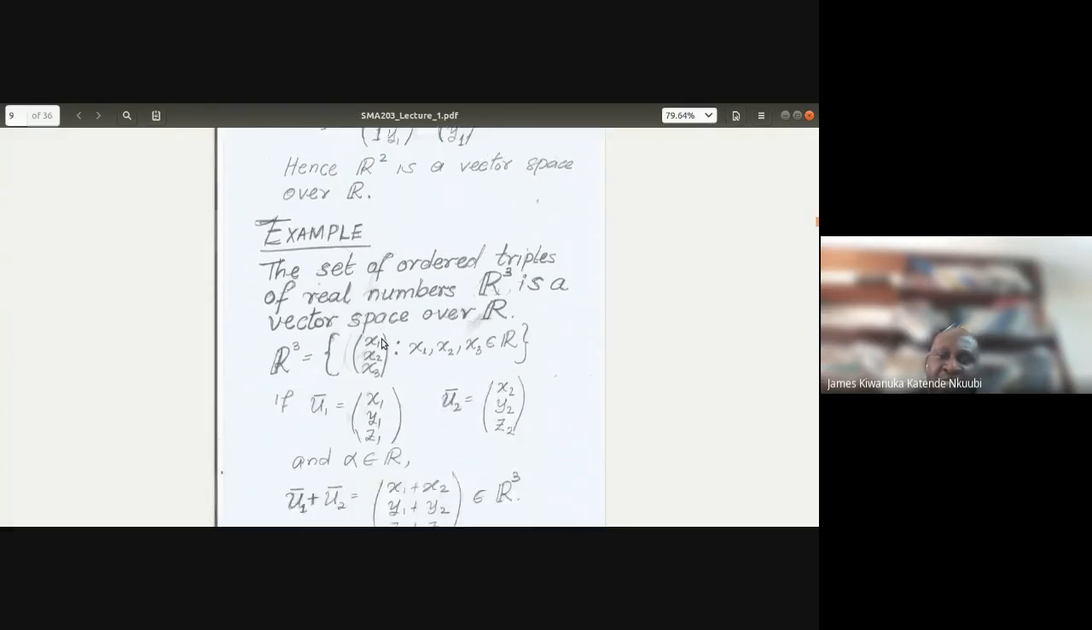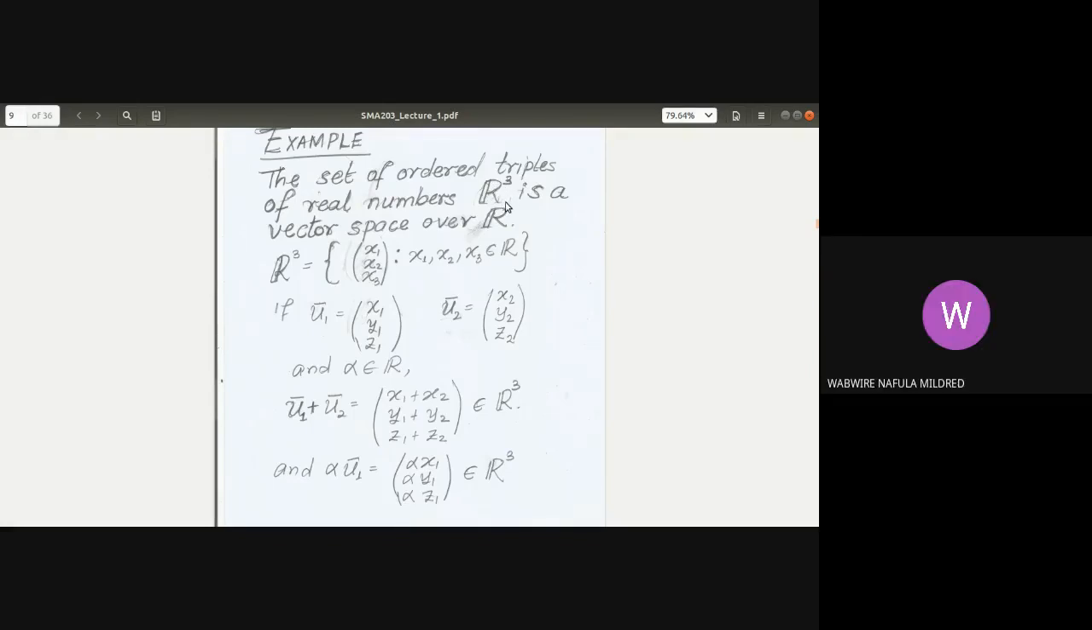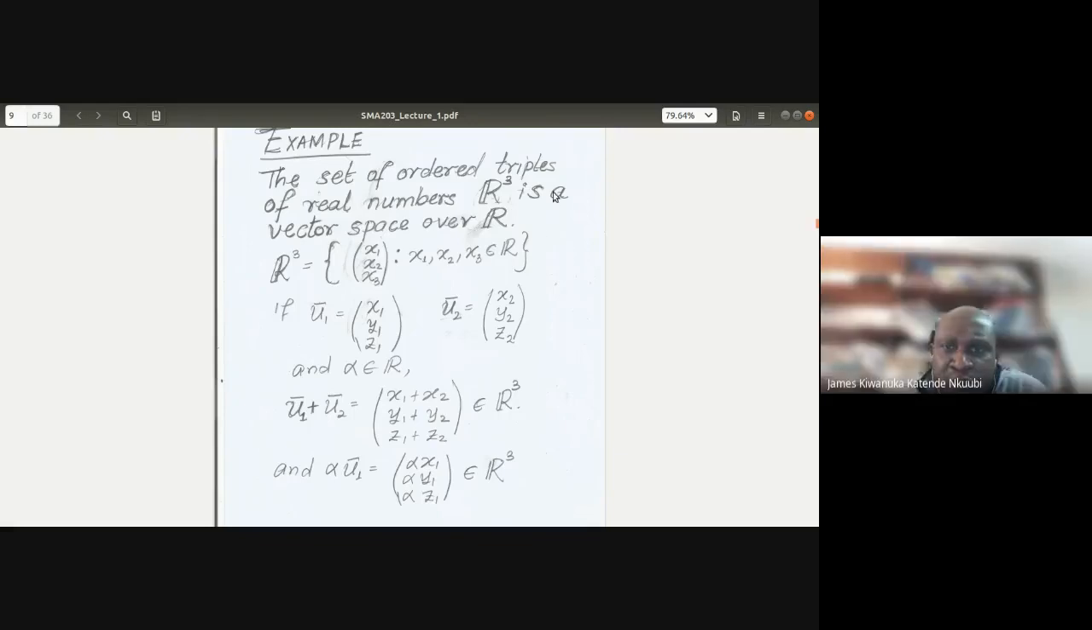So the next example we'll give of a vector space is the set of ordered triples of real numbers. And this set is usually denoted by R, this fancy looking R, raised to 3. You are probably familiar with this symbol. Have you met this symbol in SMA 101 for the set of real numbers? Yes. Good.